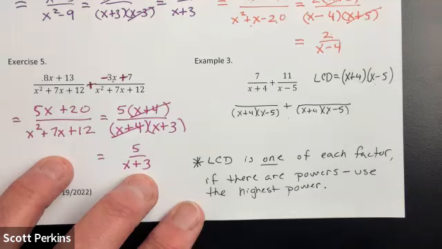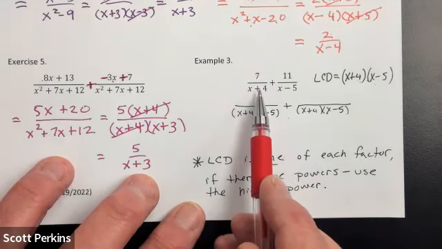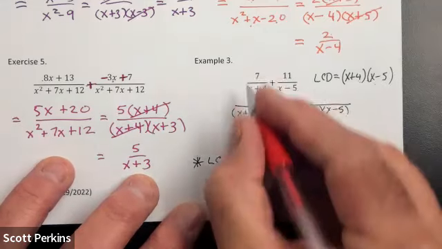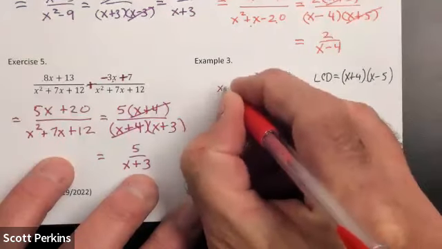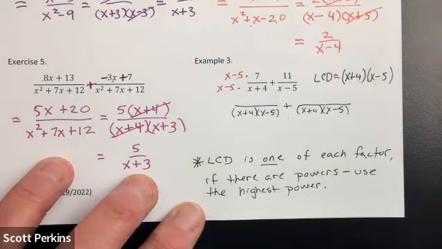Okay, so now help me observe what's different. When I'm looking at the first fraction, the 7 over x plus 4, and now I look at the common denominator, what's missing from this fraction up top that I need? Yep, an x minus 5. So I like to write out my work. I'm going to write an x minus 5 up here. That's what I need. I need to multiply the top and the bottom of that by x minus 5. That's what's missing.